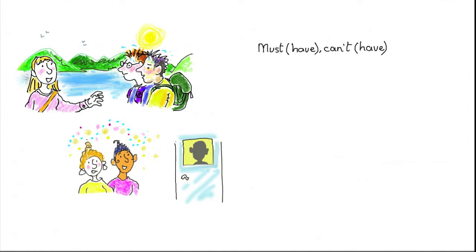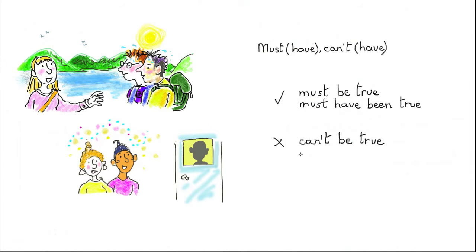Hello, we're looking at must have and can't have. First of all, the positive must be true in the present and must have been true in the past. And then the negative can't be true, cannot be true in the present, cannot have been true in the past.